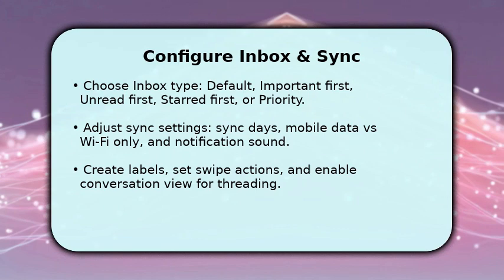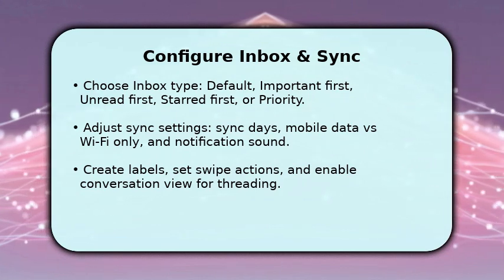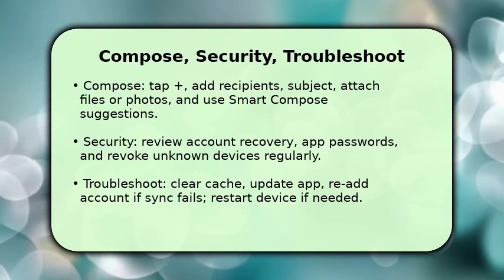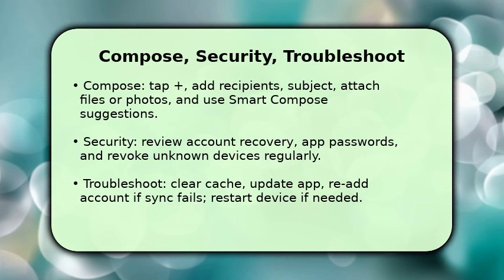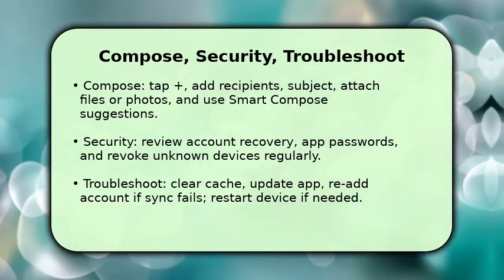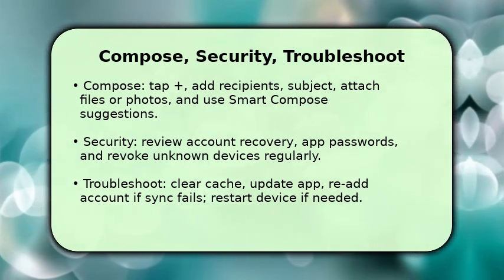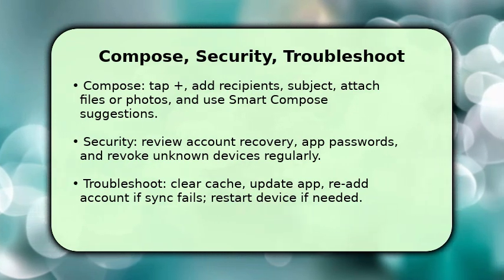Customize swipe gestures for archive or delete, create labels to organize threads, and enable conversation view to keep related emails together. Finish by mastering composing, security, and a quick troubleshooting step so you stay productive. When composing, tap the Compose button, add recipients, subject, and use the paperclip to attach files or photos. Smart Compose speeds common phrases.